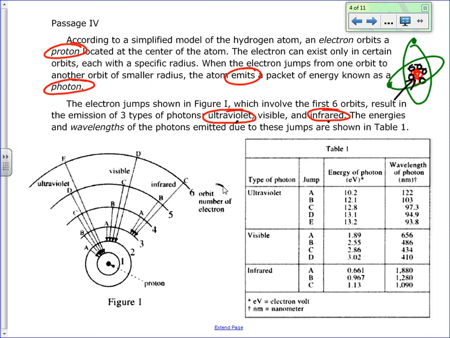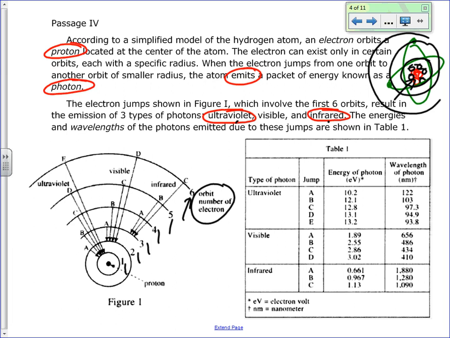We see the orbit's name on the side, and they're referring to these numbers: 5, 4, 3, 2, 1. Which one is the lowest orbit? 1, good. And which one's the highest orbit? 6. So the further the number is, the further away they are from the center. On our diagram, orbit 1 would be really close, whereas orbit 2 would be further away, and orbit 3 would be even further away. What else do we see on here?